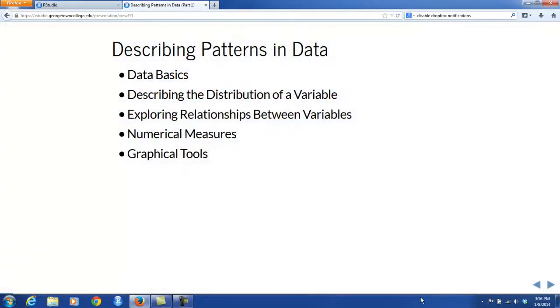So in this section, we will be looking at some basics of data and how it comes to us in the form of data frames. And we'll also be looking at the types of variables that we see in data frames. Then we'll talk about how to describe the distribution of a variable. We'll also look at how you can use the idea of distributions to explore relationships between variables. Along the way, we'll see that there are two basic ways to describe distributions. One is through numerical measures, and another is through graphical tools.